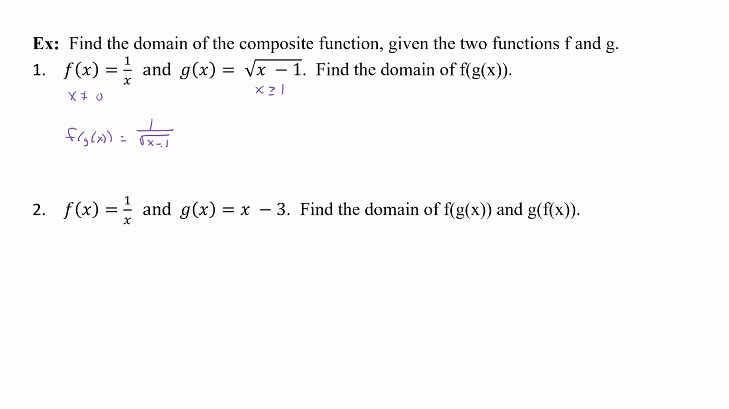Here we know that this has to be greater than 0. So x minus 1 has to be greater than 0. Now it's not going to be greater than or equal to at this point, because if it equals 0, then we're going to divide by 0, and we can't do that. So it has to be strictly greater than 0. And so that means x has to be greater than 1.